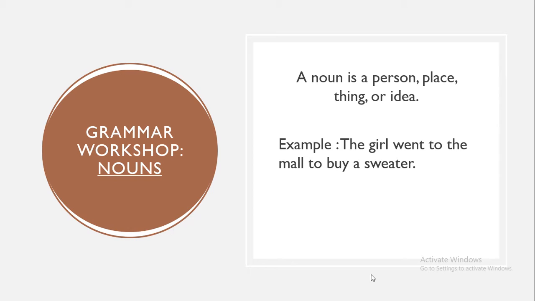And so you should have gotten a total of 3 nouns here, girl, mall, and sweater. So we know that girl is a person, mall is a place, and a sweater is a thing. And so those are our 3 nouns in that sentence. If you didn't get them all in the first try, that's fine. We're going to go ahead and try one more example.